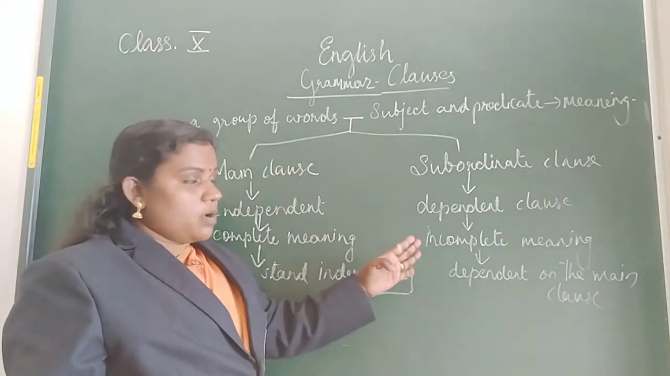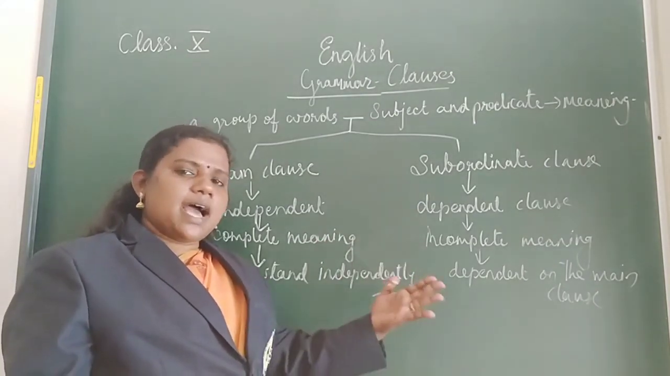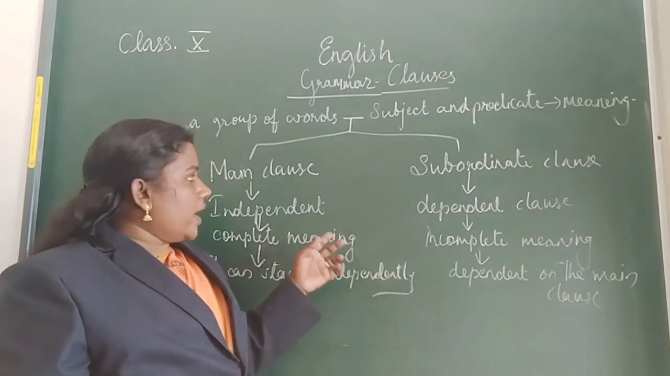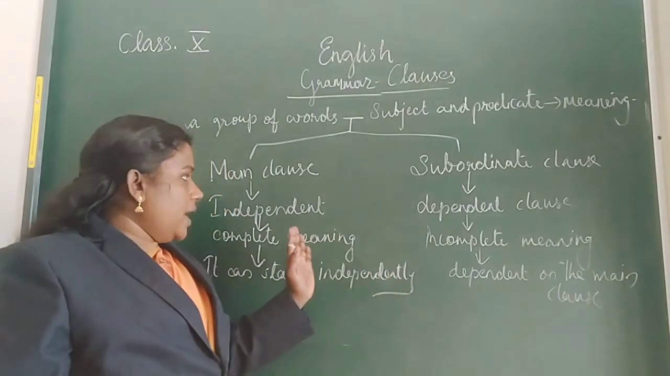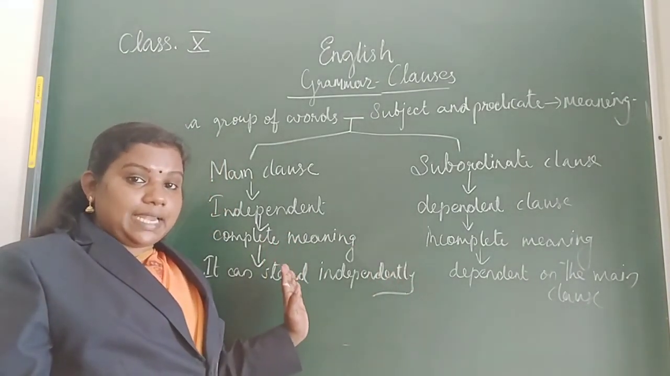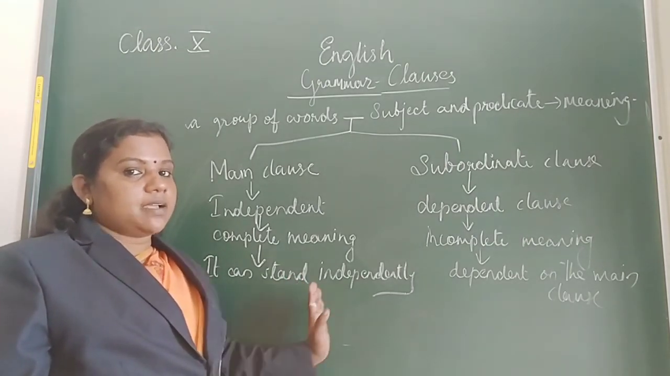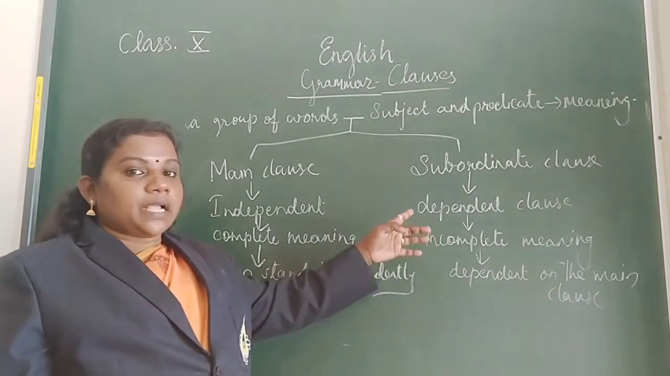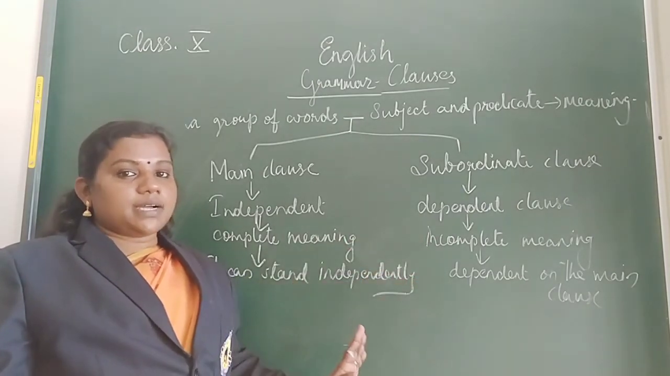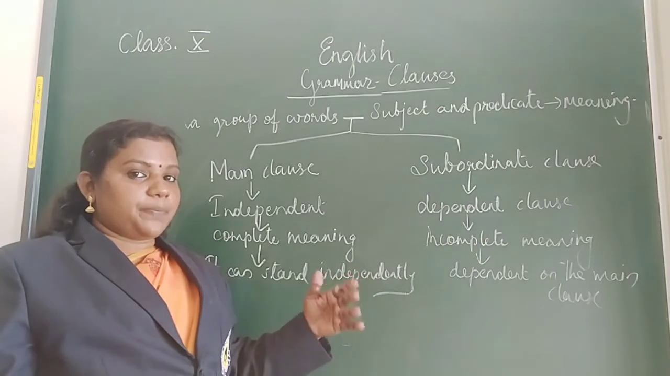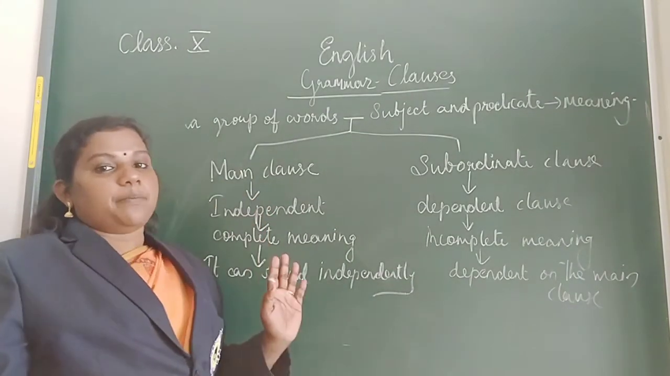We have seen what is a clause. A clause is a group of words in a sentence which has a subject and predicate and it is giving a meaning. It can be divided into main clause and subordinate clause. Main clause is also known as independent clause. It is giving a complete meaning and it can stand independently. Subordinate clause is also known as dependent clause. It is not giving a complete meaning and it is dependent on the main clause. It will get a meaning when it depends upon the main clause.